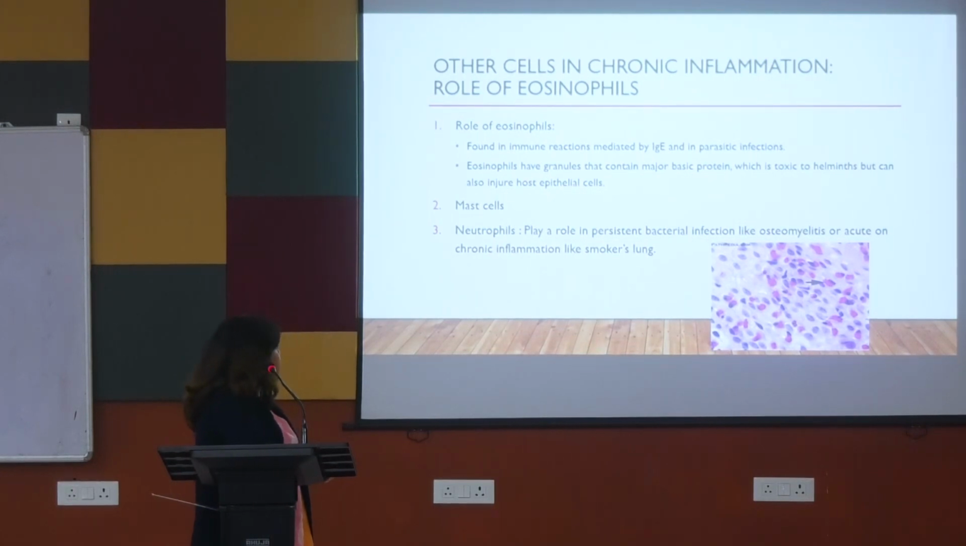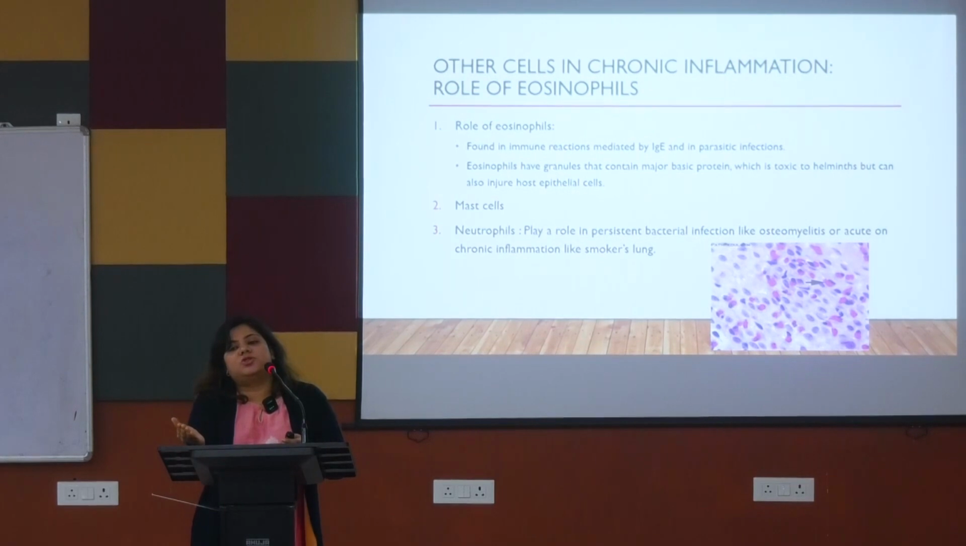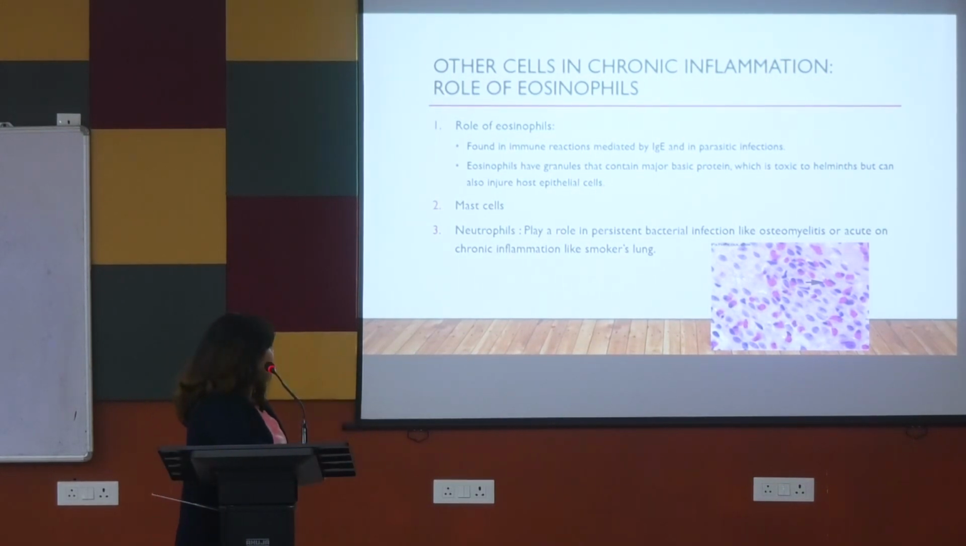Mast cells are also there, and neutrophils play a role in persistent bacterial infection, like osteomyelitis, or acute and chronic inflammation, like smoker's lung. In smoker's lung, actually the antigen goes on. The person has not stopped smoking. So the antigen is constantly present in the body, and there will be neutrophils, that is acute inflammatory cells, along with chronic inflammatory cells. So neutrophils also play a role in chronic inflammation.